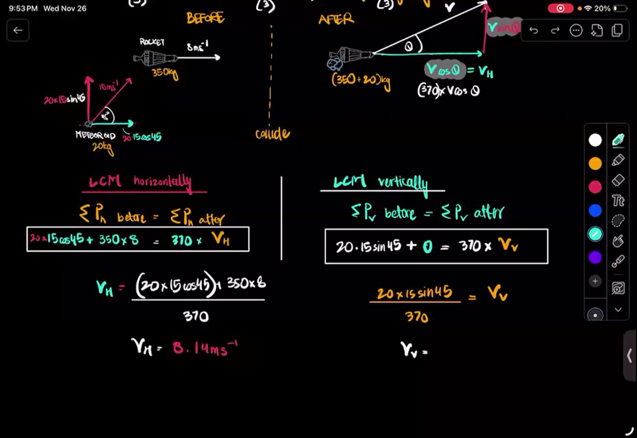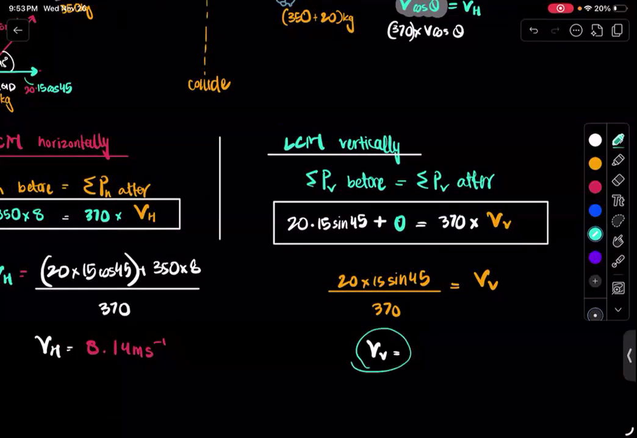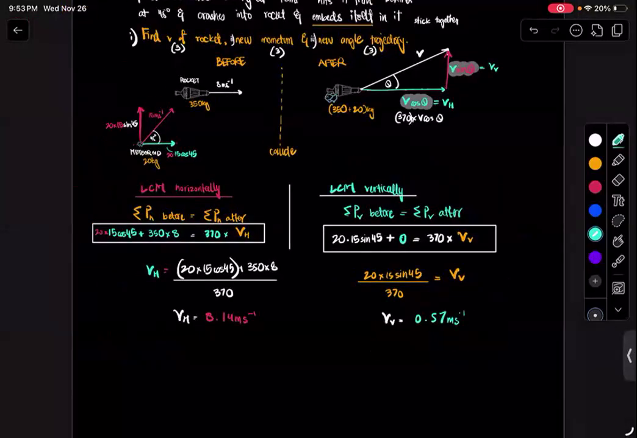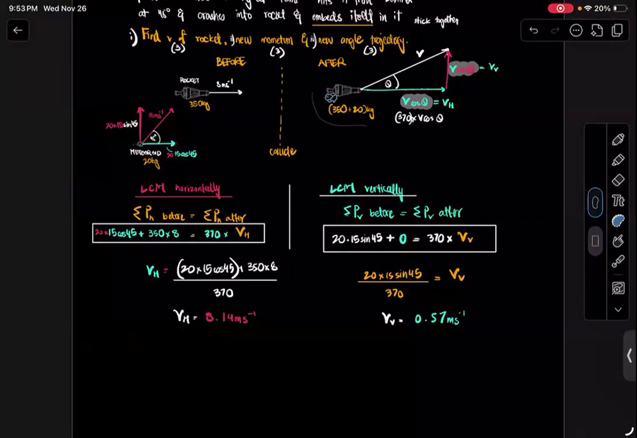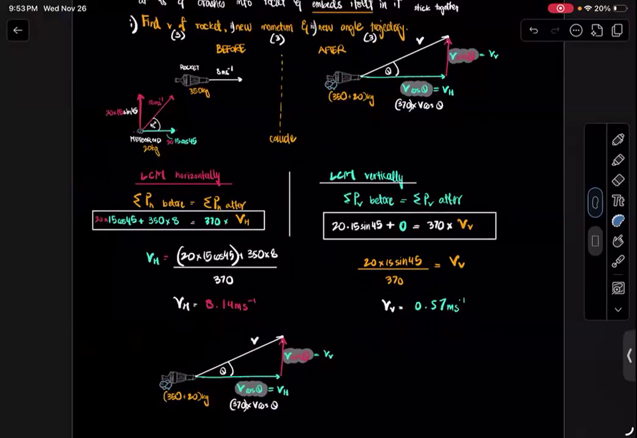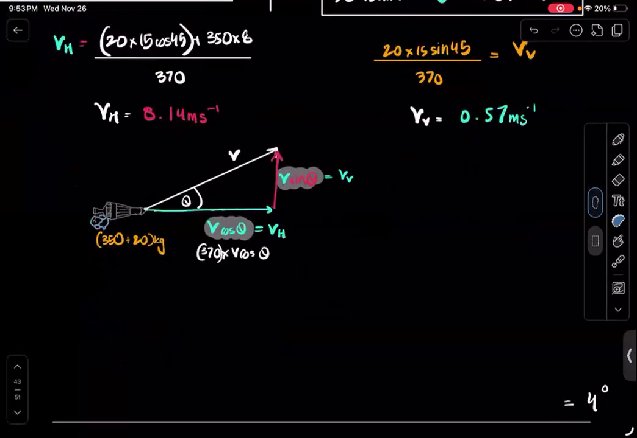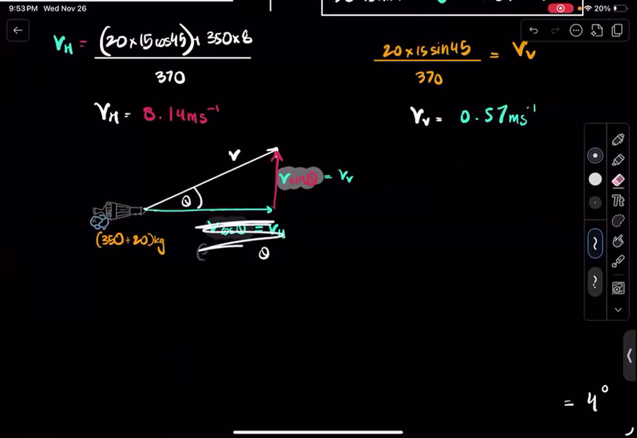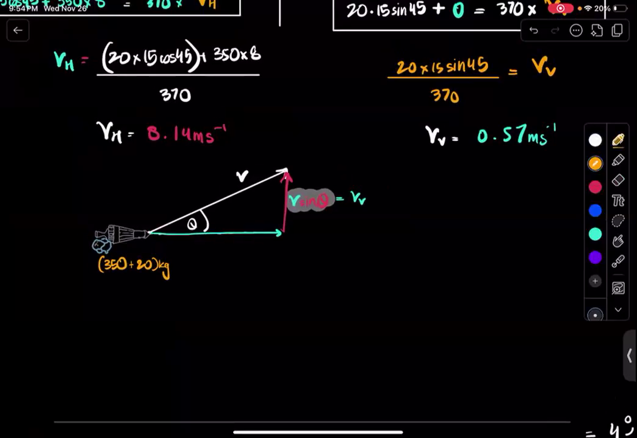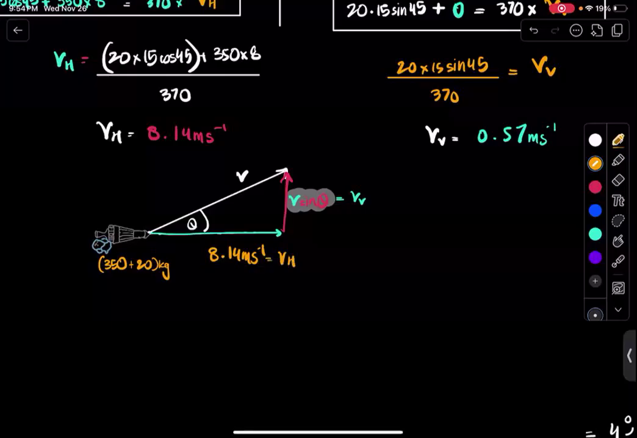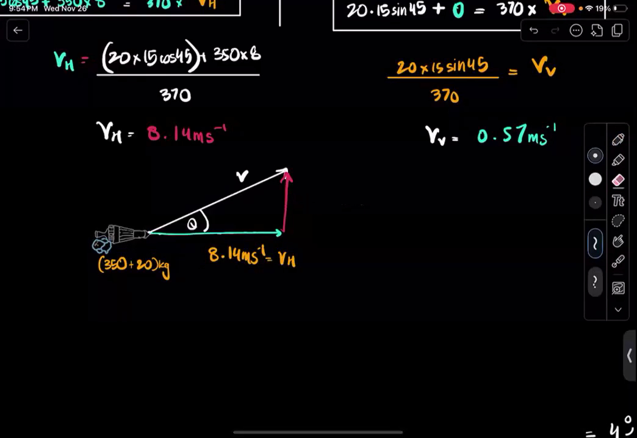Okay. Yes, Abhiya, done? I got 0.57 for vertical. 0.57 meters per second. Okay. Now, do you see that if you take this diagram around, don't we now have the horizontal and vertical components? We know the horizontal velocity is 8.14 meters per second. This is VH. And the vertical velocity is also known to us. We've calculated that as well, 0.57 meters per second.